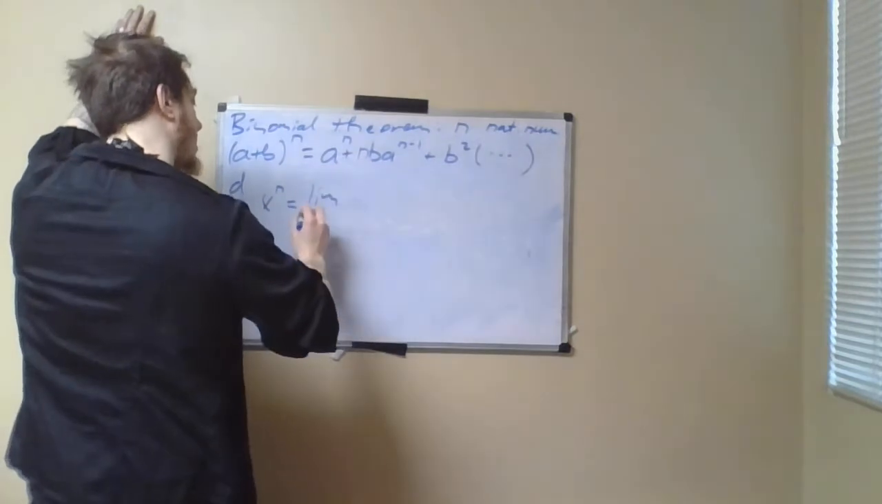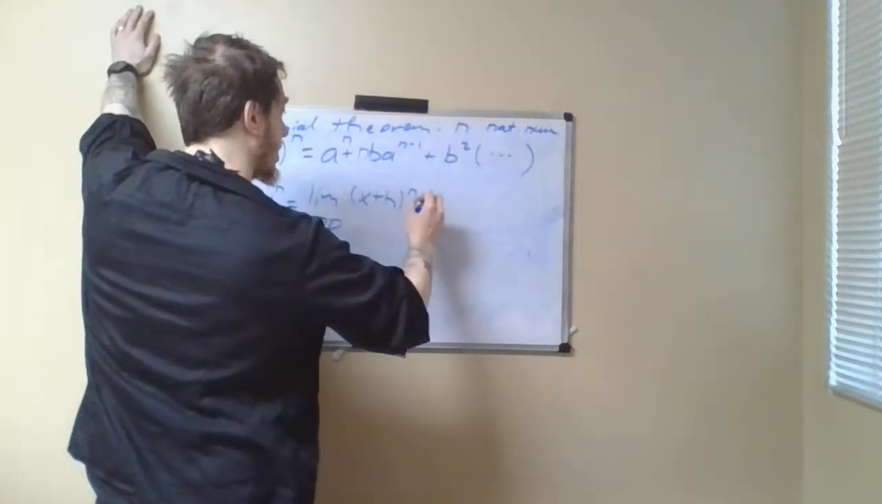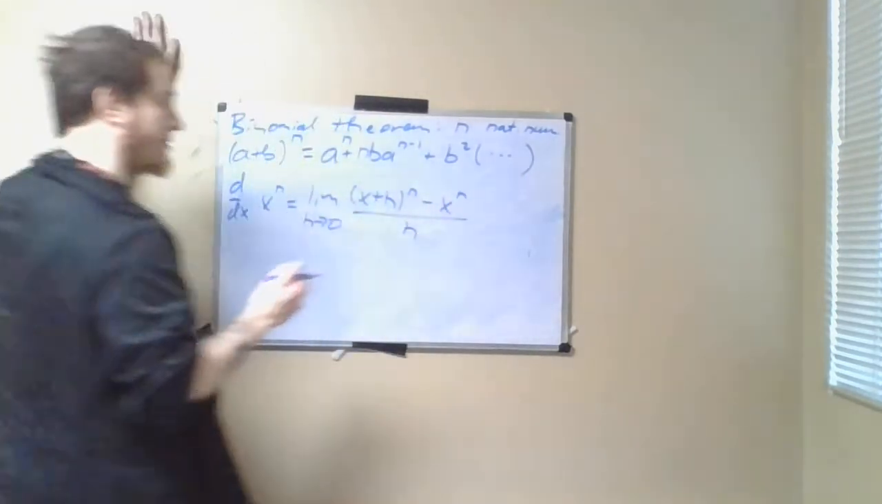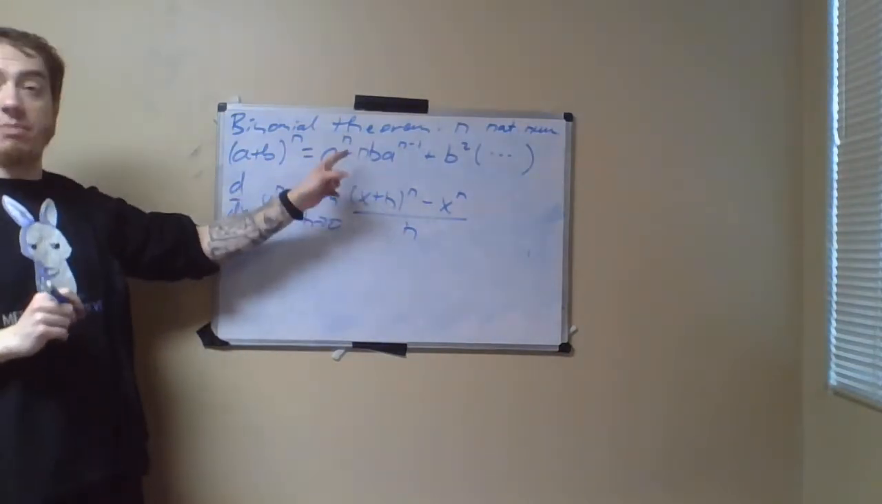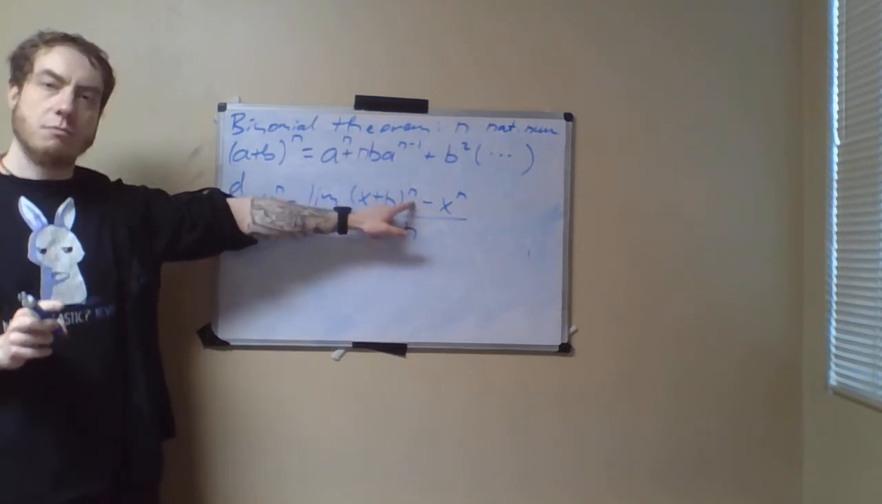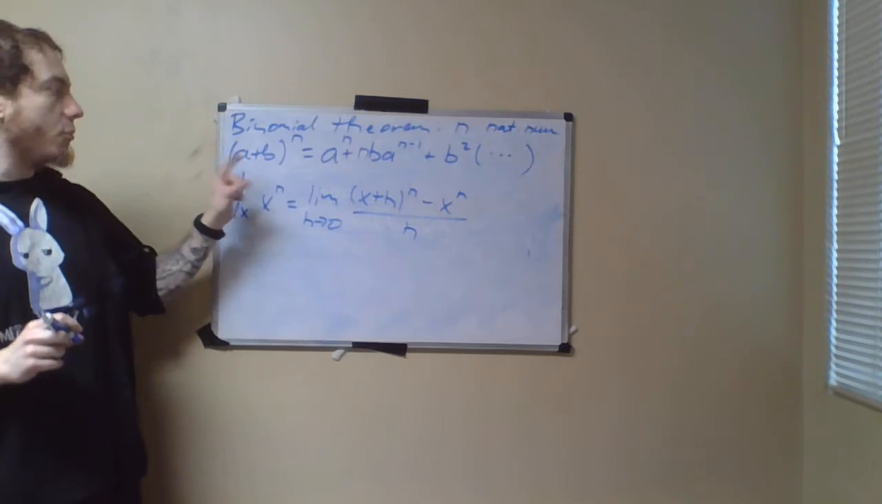This is going to be the limit as h goes to 0 of (x plus h)^n minus x^n, all divided by h. Now you can see here why I wrote down the binomial theorem, right? I have a binomial here raised to the nth power. That is exactly what I need this binomial theorem for.